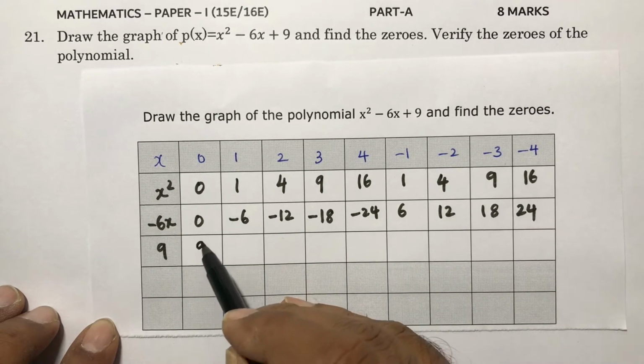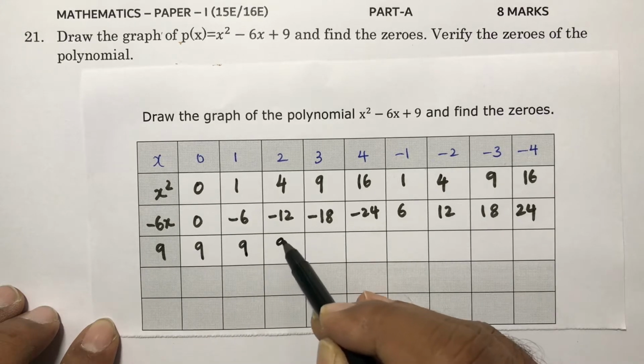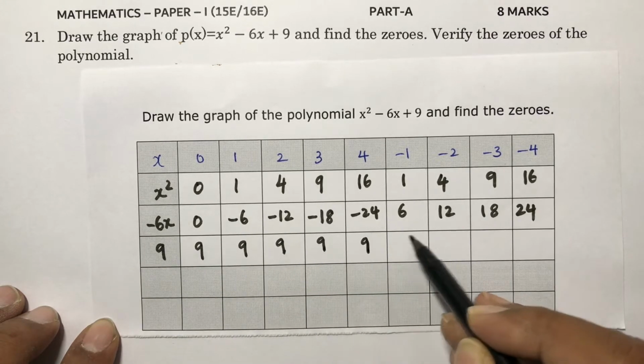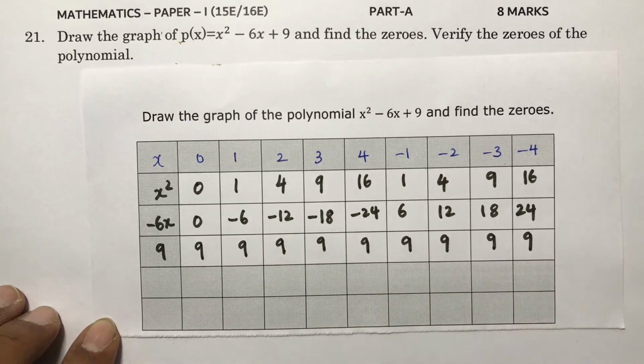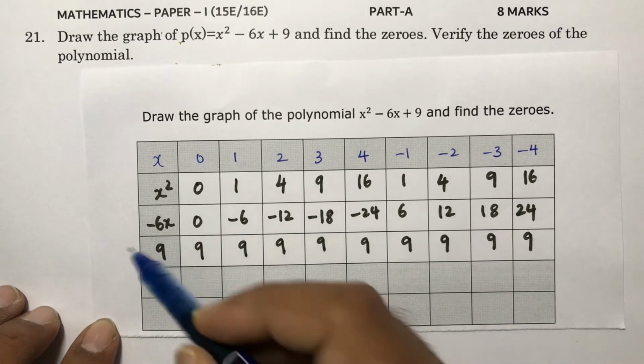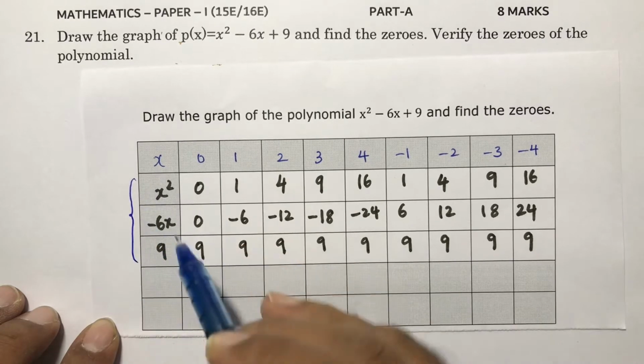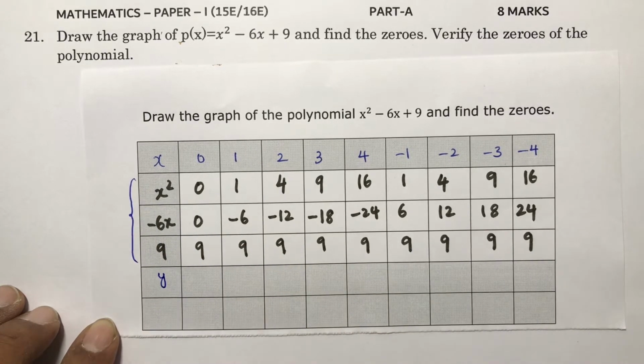And here it's a constant, so write all the values same. Whatever is a constant, write that value. Now add these three values. Add these three values, you'll get the value of y.